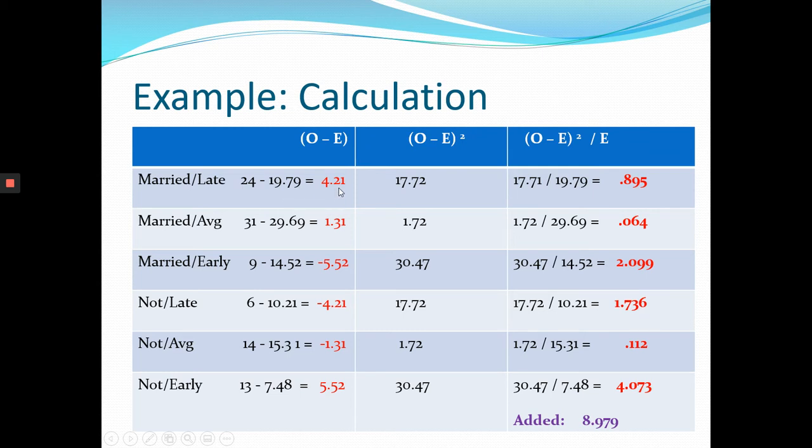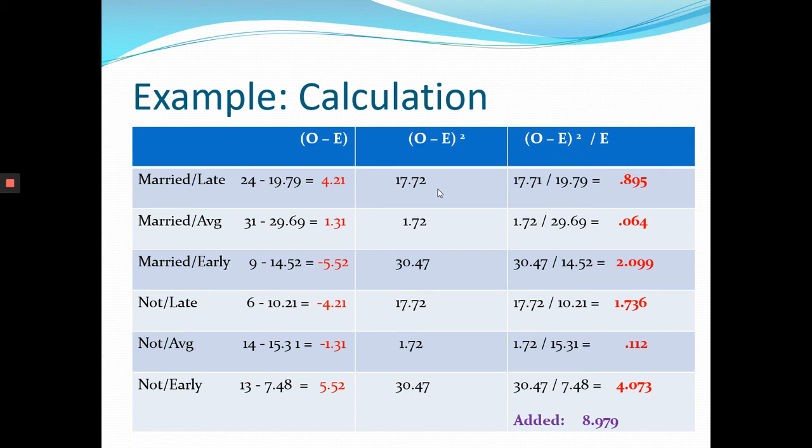So we have 24, the observed, the actual number of people, minus the expected number of people, 19.79, which is 4.21. And then it's really simple from here. Just round to the second decimal place. There'll be some rounding errors. That's okay. We can live with it. So the O minus E is 4.21 for married and late. Then we simply square that. So 4.21 times 4.21 is 17.72.